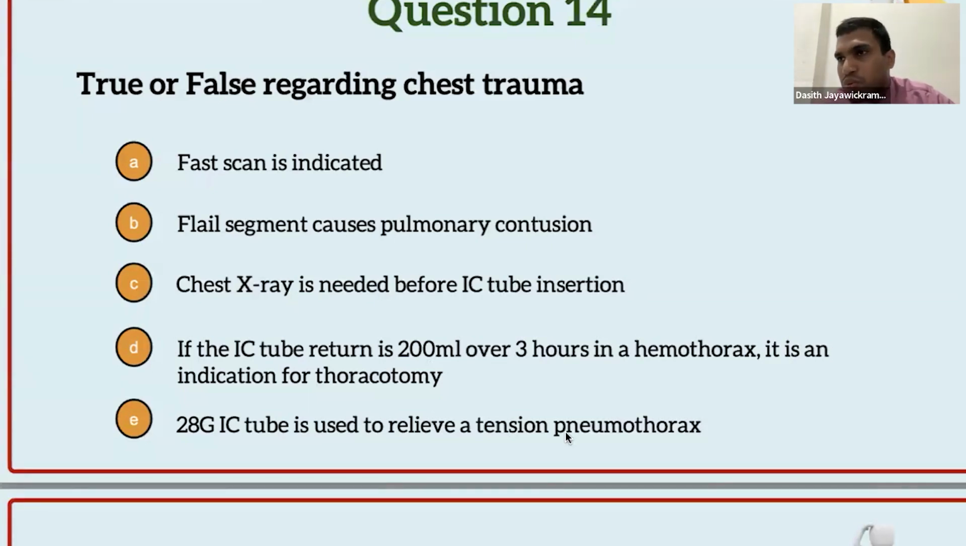When you put the IC tube, the blood can get clogged in the IC tube and it can block the IC tube. So what we need is a larger caliber IC tube in hemothorax. So in hemothorax, what we use is 32 gauge. In pneumothorax, we use 28 gauge in adults. So this is true.